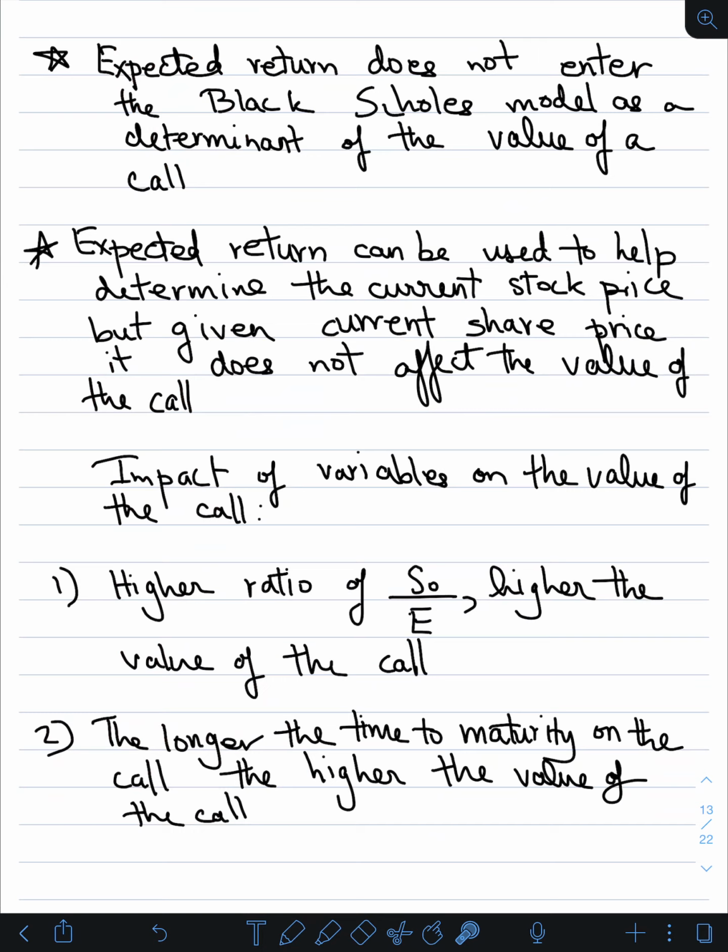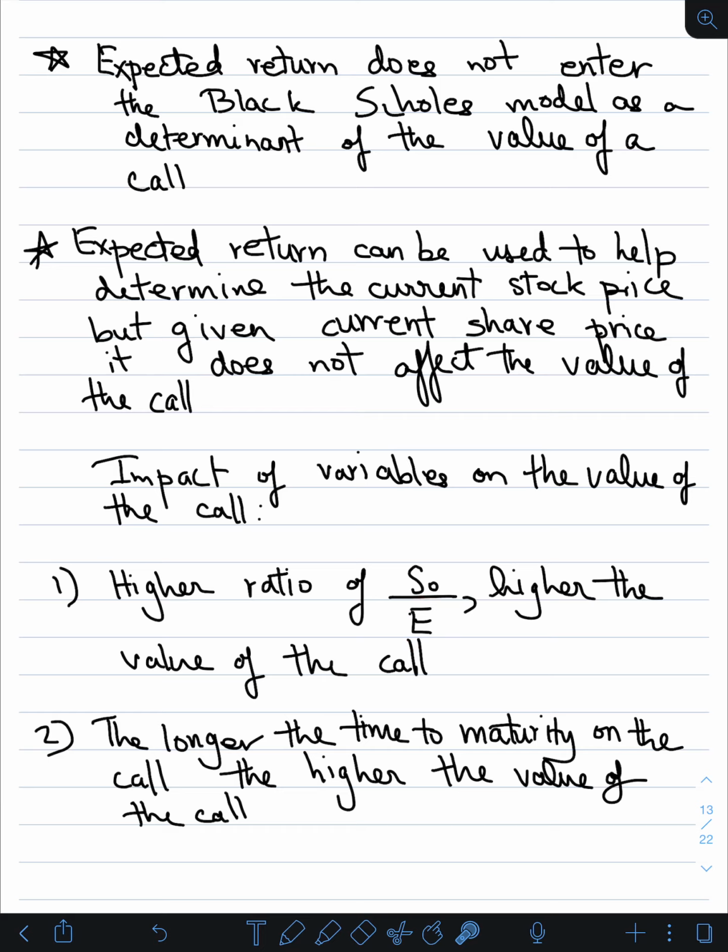Now, the other impact of other variables on the value of the call option, and we can think of it in different ways and how they actually make sense. The first one is that the higher the ratio of S over E, which is the ratio of the current price of the stock to the exercise price of the call option, the higher will be the value of the call. So think about it as, let's say the exercise price is $50 and there are two current prices. One price is 45 and one price is 49. The 49 over 50 would have a higher ratio than the 45 over 50.